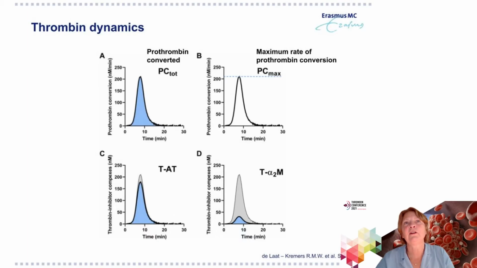So thrombodynamics offers the possibility to look at more than just the total curve. Here you see it graphically. The thrombodynamics have the prothrombin conversion, called here PC total, that is very similar to the ETP, the thrombin generation area under the curve that's often used. We can also calculate the maximum rate. We can calculate the thrombin-antithrombin component and the thrombin-alpha-2 macroglobulin component. Especially the calculation of these last two components is new in the thrombodynamics approach.